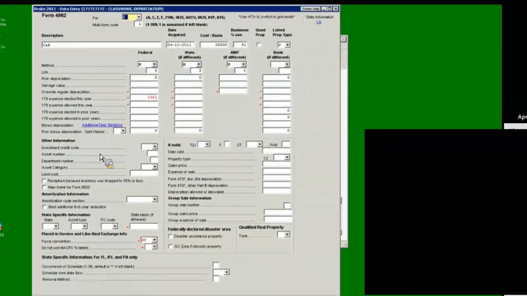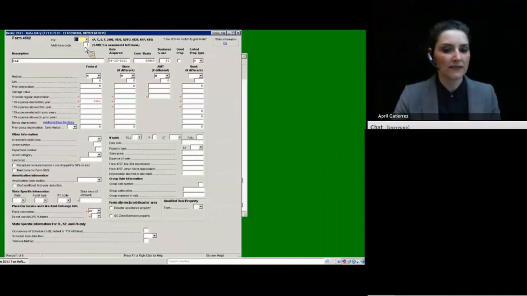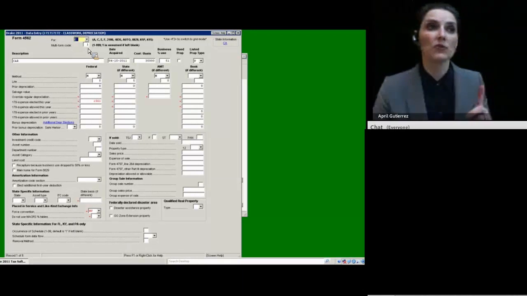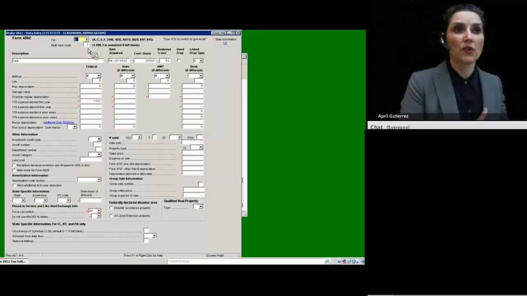So the first thing I'm going to list is the car. What kind of information did I have to give this computer in order for it to handle the car correctly? The first thing I had to do is tell it where to carry the car. So I told it to carry to the Schedule C. I have only one Schedule C, but you can see that there's a multi-form code here that tells my software which Schedule C to go to. I've indicated 1. If I left it blank, it would default to 1.